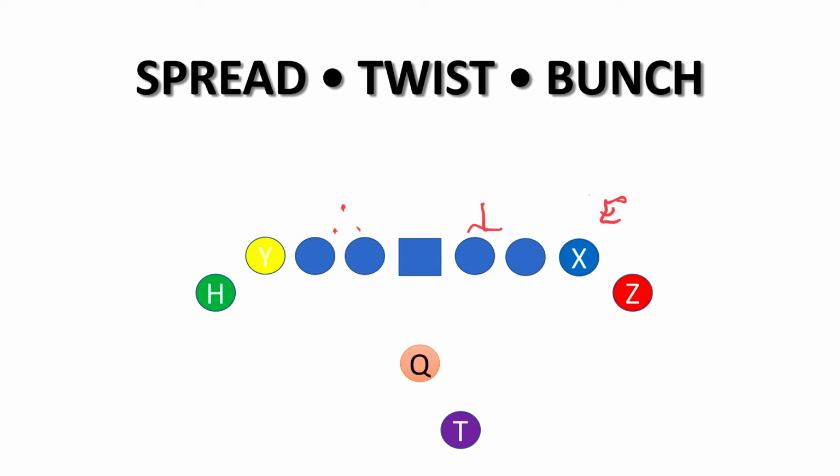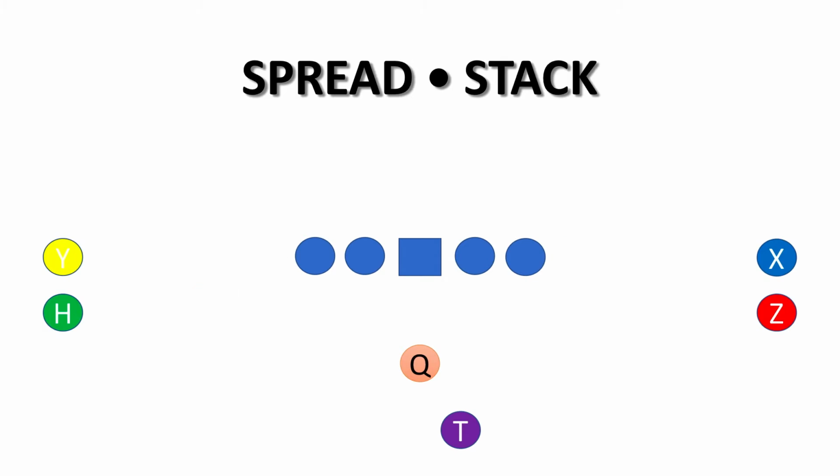Again, here's spread, twist, bunch. The next one here is stack. So our 3 tags, we have bunch, twist, and stack. Stack, and the picture here is a little off as far as the way it looks. The inside receiver is going to stack behind the outside receiver, okay? Or the inside receiver will stack behind the receiver next to him, okay? So in a spread look, there's only one other receiver, so they stack behind him, okay?